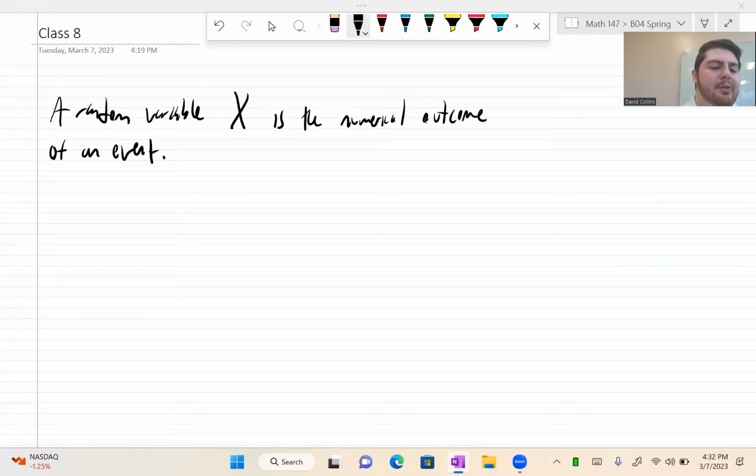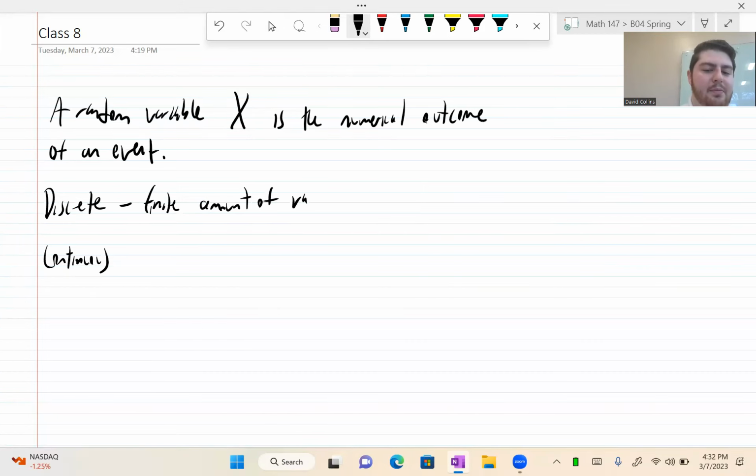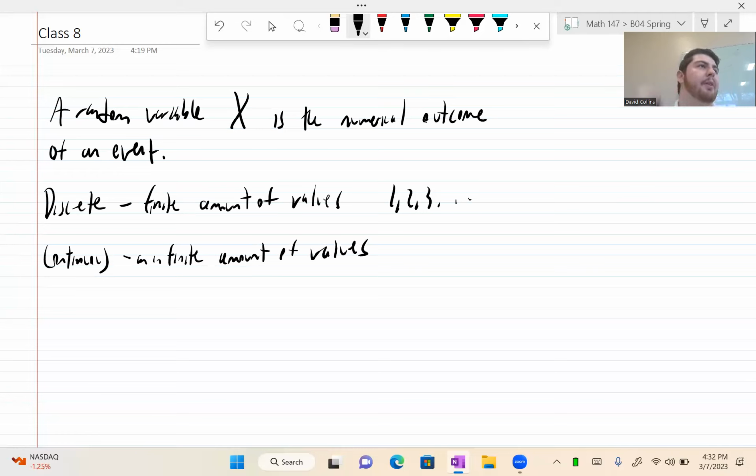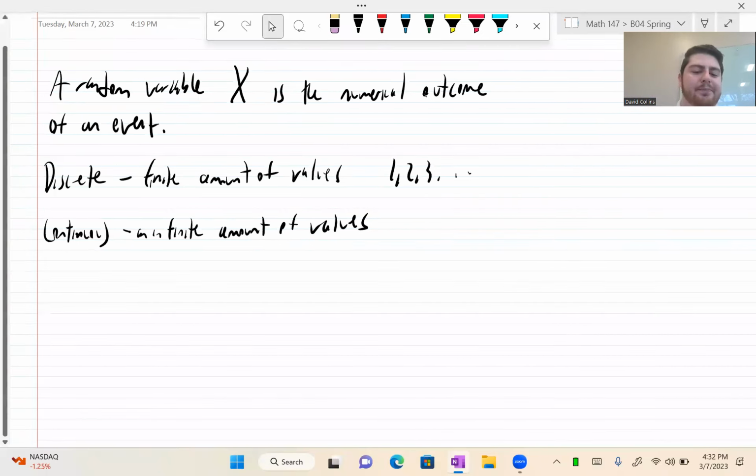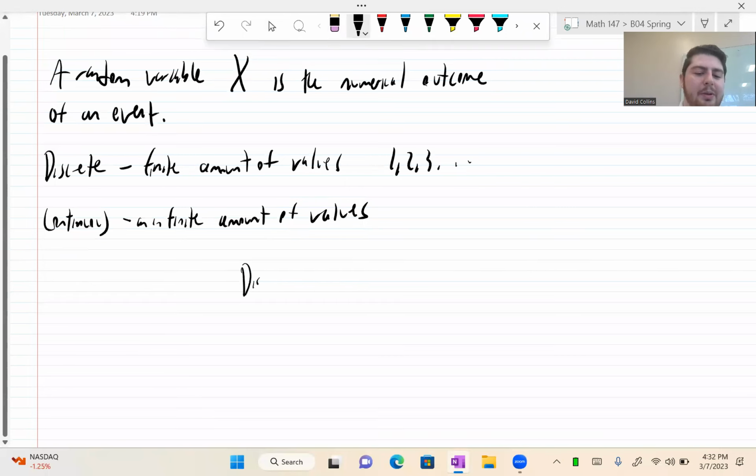There are 2 types of random variables. There are discrete and continuous. Discrete has a finite amount of values, like 1, 2, 3, whatever. Continuous has an infinite amount of values. There are a few in chapter 15, probability models, that we were not talking about. But even though we're not talking about 15 just yet, I just want to show you which ones are which.